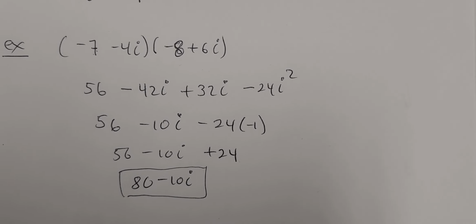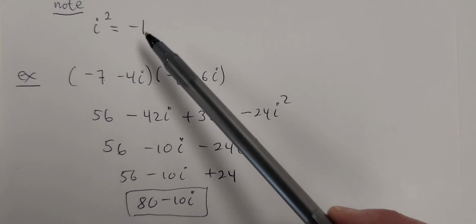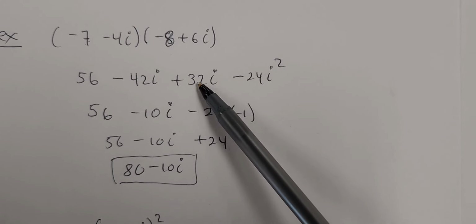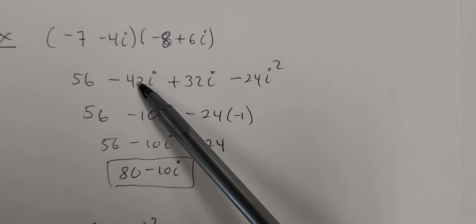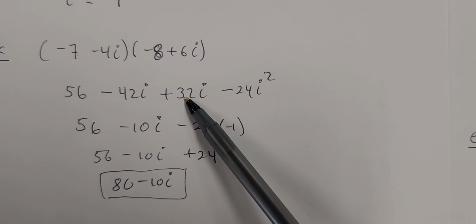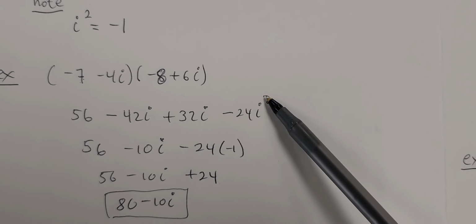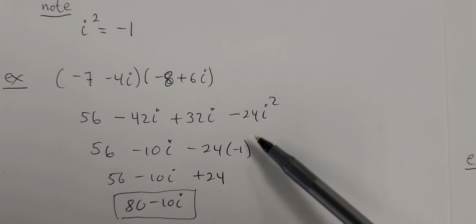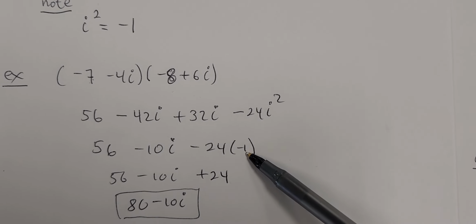Next, combine like terms and change the i squared into -1. So 56, there's nothing to do, bring it down. Here are the like terms: -42 plus positive 30 plus 32 gives me -10i. And this i squared, again, if I see i squared, I turn it into -1.